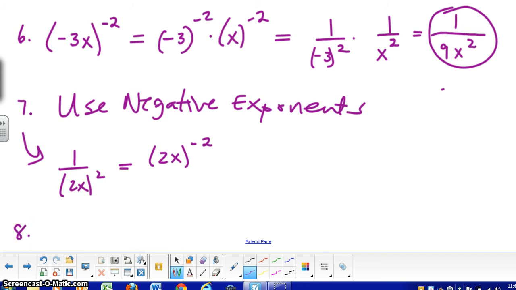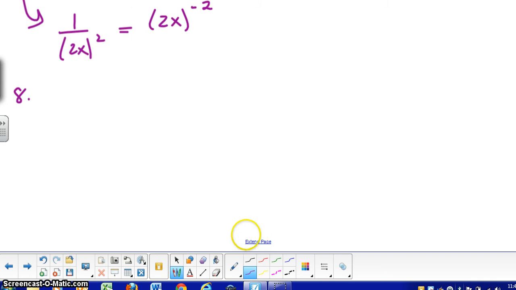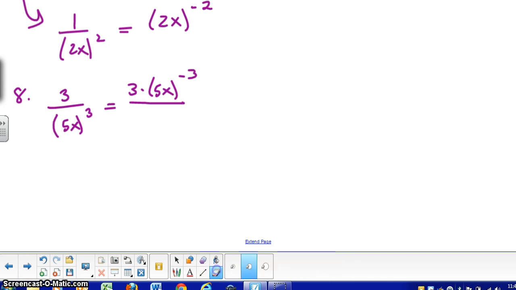Okay, the next one I want you to do is also just use negative exponents. So if you had 3 over 5x to the 3rd, what would that be? Push pause, see if you can try that one. Okay, so you should get 3 times 5x to the negative 3. The original 3 is not going to be affected, so really I don't need this little line here anymore because it's all over 1.